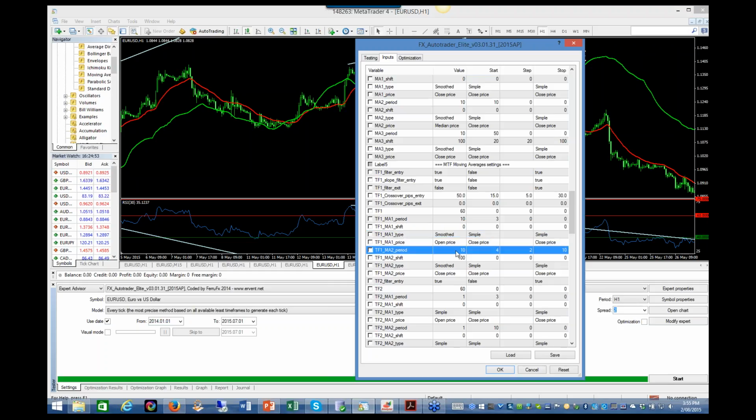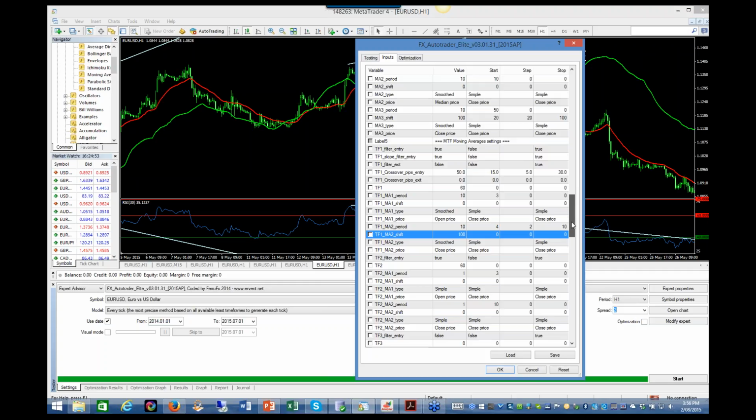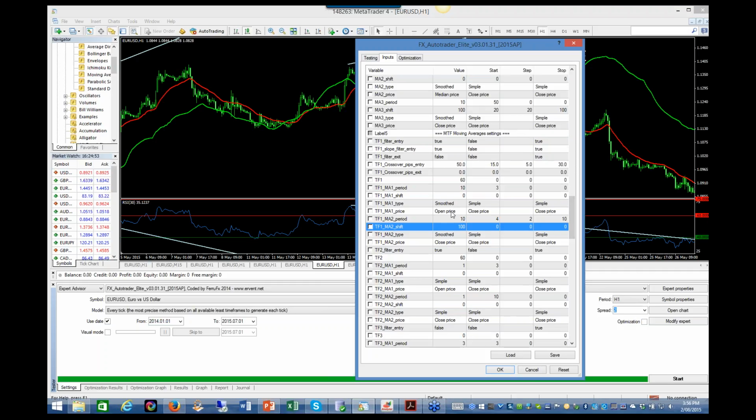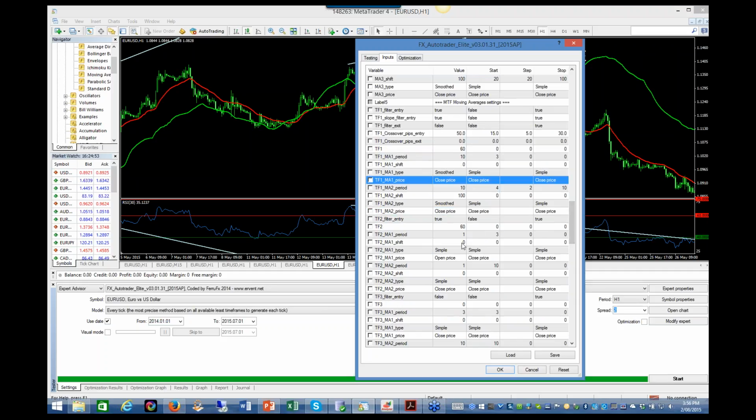And I've got a period 10 for my second moving average, but this one is shifted by 100. And I don't know why I've got that open price. That should be closed as well. And then I'm also using a second moving average crossover, which I'm not demonstrating up there. Again, the period is 60 minutes. So I just want this candle to have crossed as well as this main shifted MA crossover.